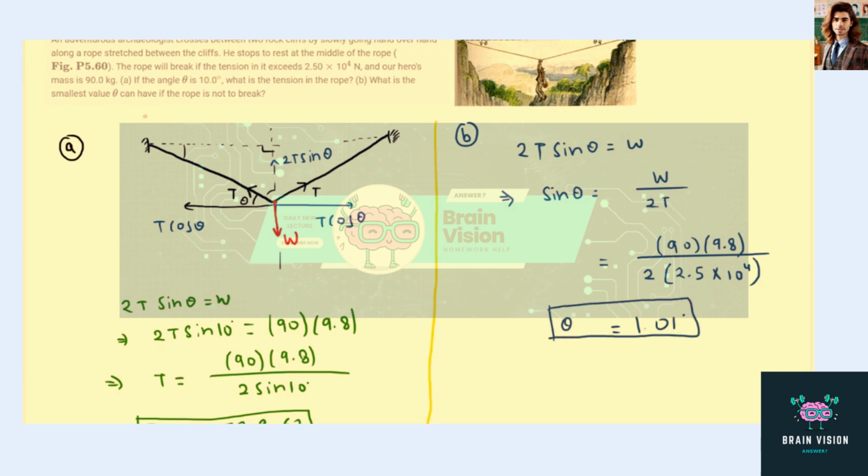And I misspoke in part A. Actually, it won't break because the maximum tension allowed is 2.5 times 10 raised to 4, which is 25,000, and this is just 2000. So in case A as well, it won't definitely break.